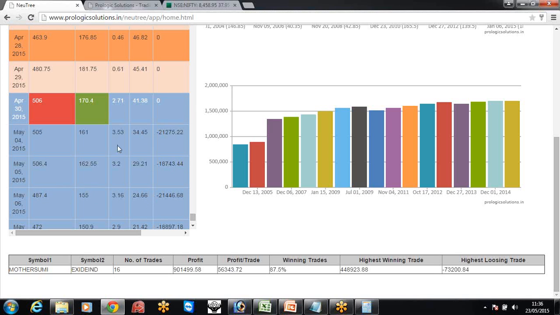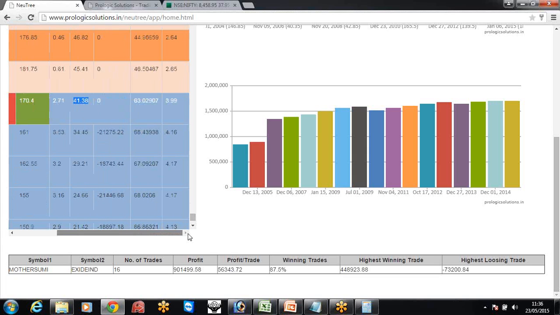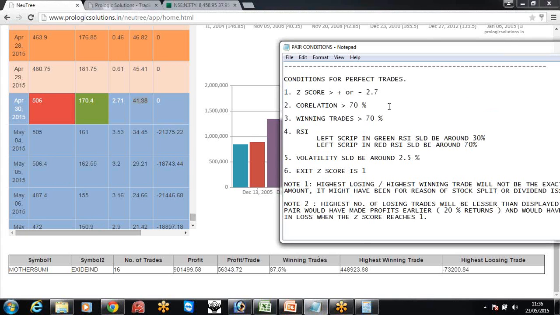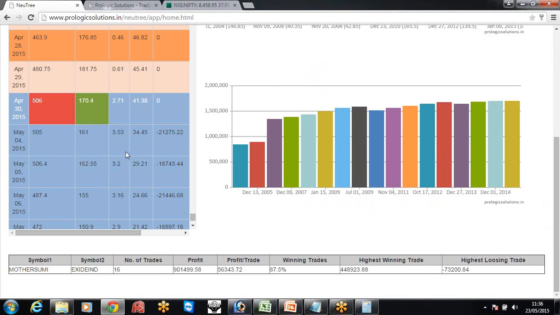So in case you take some trades where the correlation is 41%, here Motherson Sumi and Exide, you should not be entering this trade at all, though the volatility is around 4%. The basic idea of having the correlation here more than 70% is already defeated. It's 40%. You should not be entering the trade.